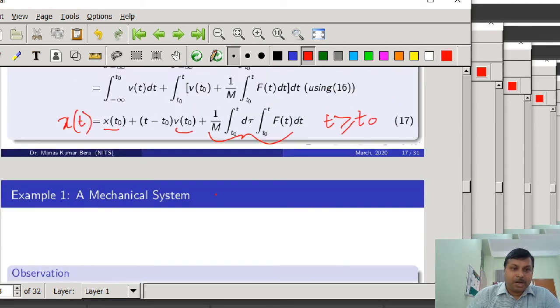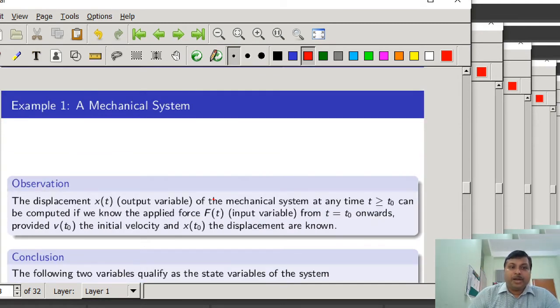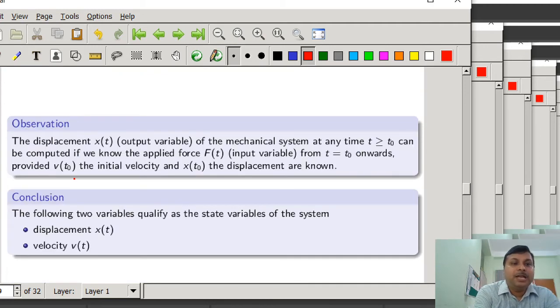Let us summarize the observation we made. The displacement x(t), which is the output variable of the mechanical system at any time t greater than t0, can be computed if we know the applied force f(t), the input variable, from t equal to t0 onwards, provided v(t0), the initial velocity, and x(t0), the initial displacement, are known. These two additional things are required along with the applied force f(t) to completely describe the system output.